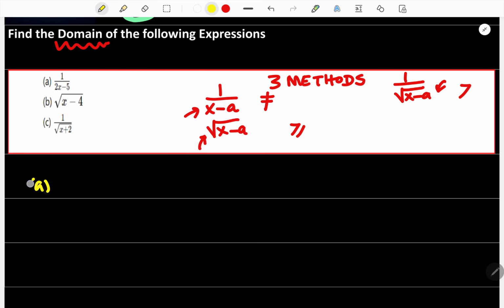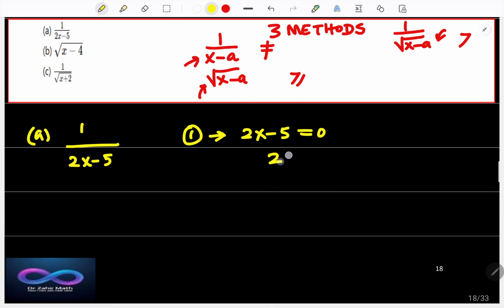Let's go to the first question. 1 divided by 2x minus 5. Step number 1, I told you in the class: 2x minus 5 equal to 0. That is step number 1. So 2x equals 5, goes that side, which is 5, divided by 2. So x equals what? 5 over 2.